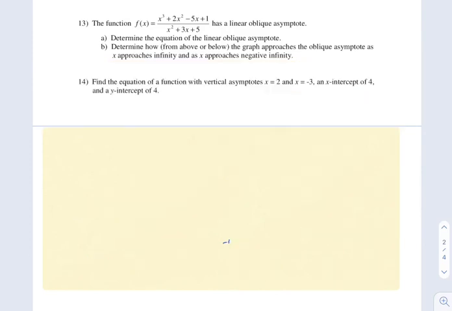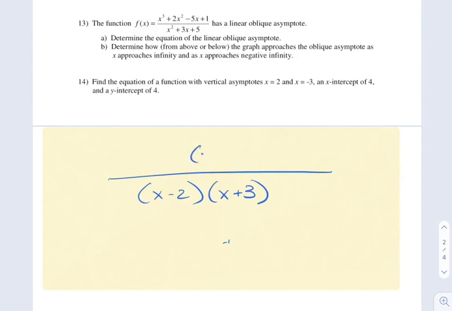For 14, we want to make an equation, and it tells us that we have vertical asymptotes at x is equal to 2 and x is equal to negative 3. So those are our brackets on the bottom, and on the top we have an x-intercept at 4, so we have x minus 4 on top. And that's equal to y.